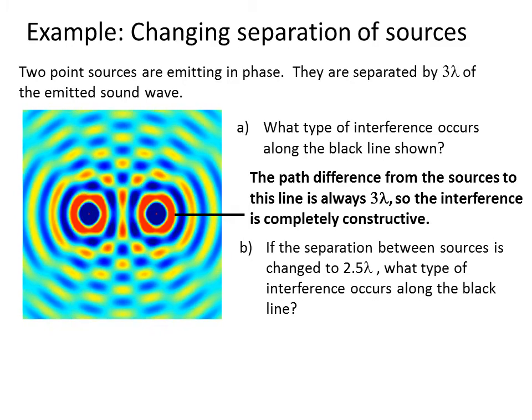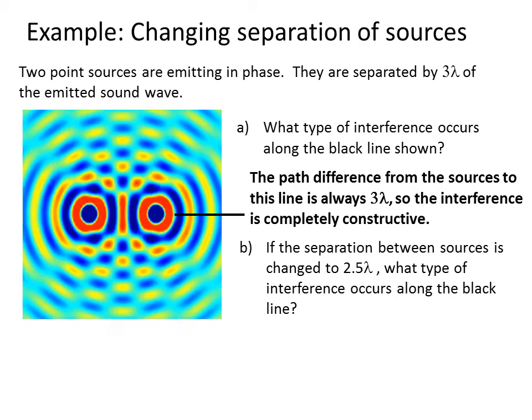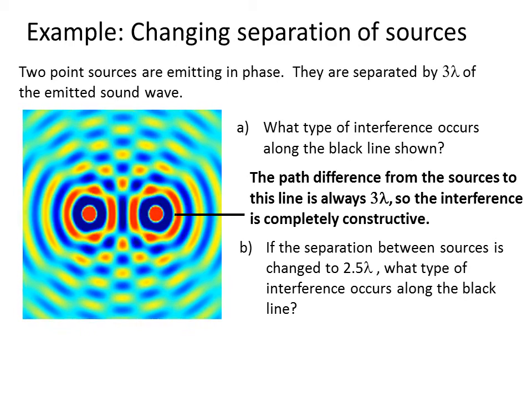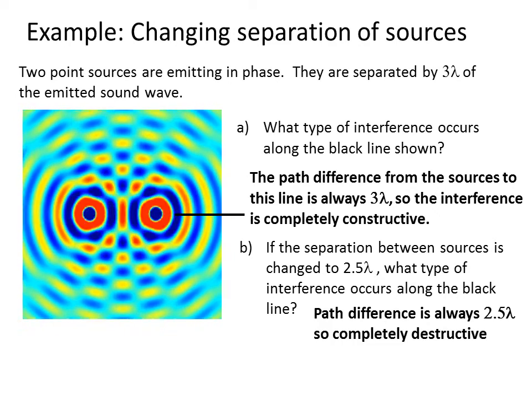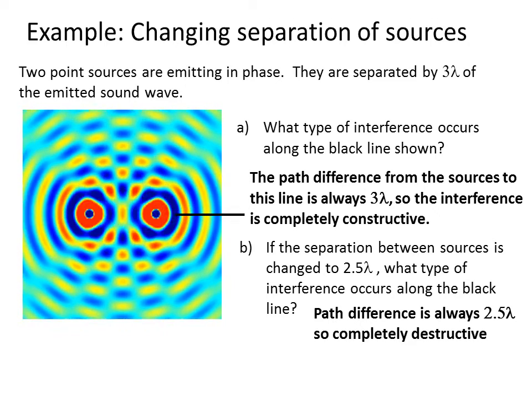If the separation between the sources is changed to 2.5 wavelengths, what type of interference would occur along the black line? Well, the path difference is always 2.5 wavelengths, so it's completely destructive.